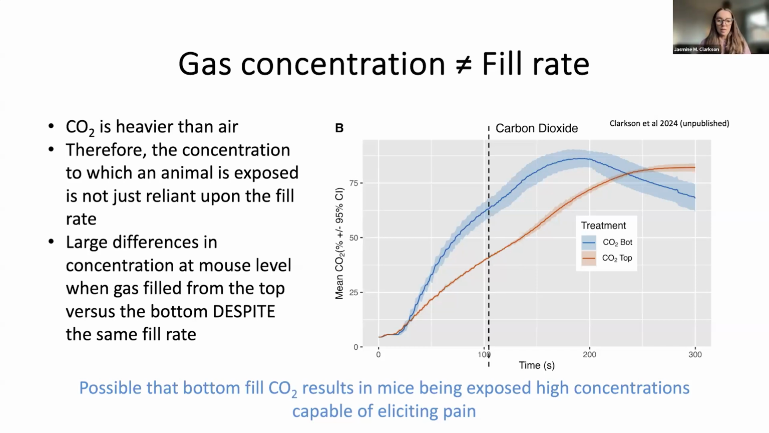So essentially, because CO2 is heavier than air, good practice is considered to fill the gas from the top, so then you get a more even dissipation of the gas throughout the chamber. Whereas if you fill it at the bottom, there's a greater likelihood that you get higher concentrations of CO2 at the level of the animal.